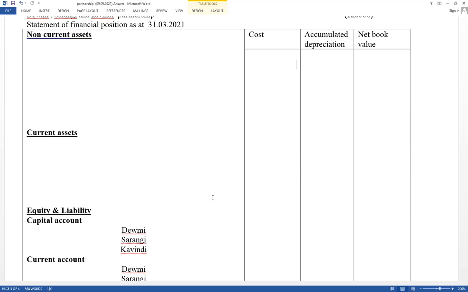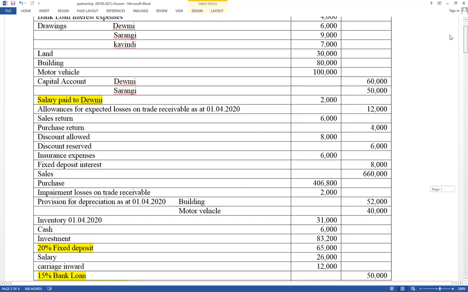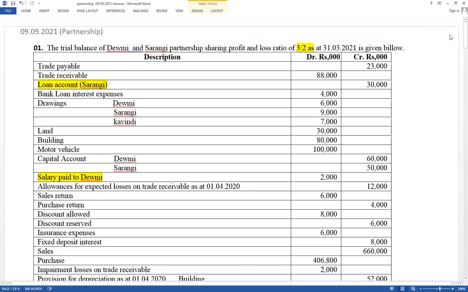Right. From the beginning, take the balances, capital and current accounts. Capital account, current account balances it has given. Take those balances from the beginning. Available trial balance. Therefore, see the trial balance. Capital account it has given 2 partners' balances. And current account also balance it has given. Therefore, from the beginning, take the balances as brought forward.